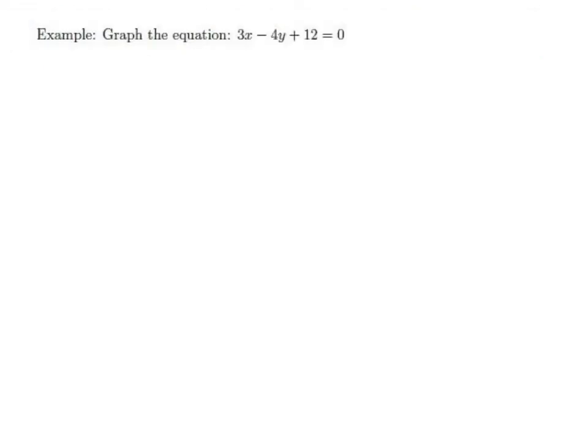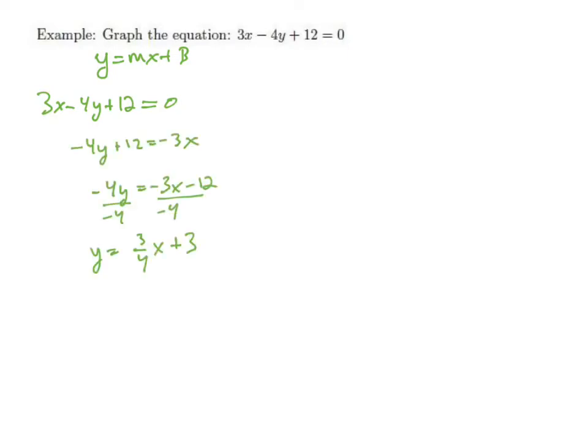This question says to simply graph this equation. So the easiest way oftentimes to graph an equation is just to put this into y-intercept or slope-intercept form. So we want to write this in y equals mx plus b. So 3x minus 4y plus 12 equals 0. And let's solve for y. And doing so we get y equals 3/4 x plus 3. So what that means is the slope here is 3/4. The y-intercept, which is b, is equal to 3.